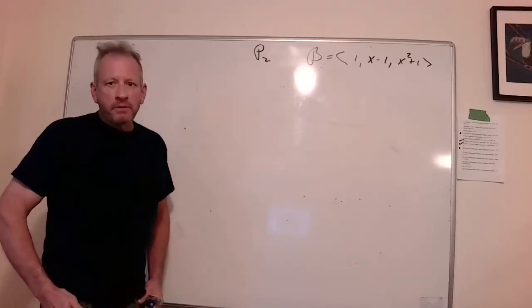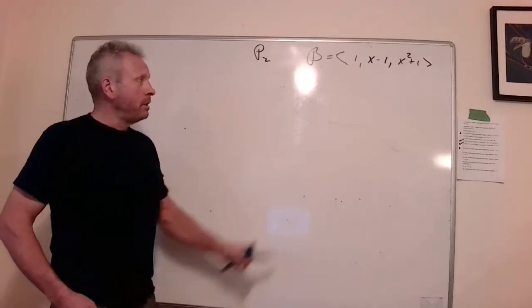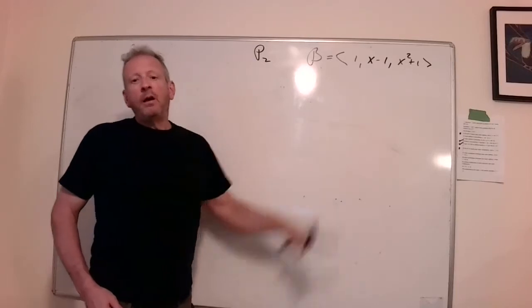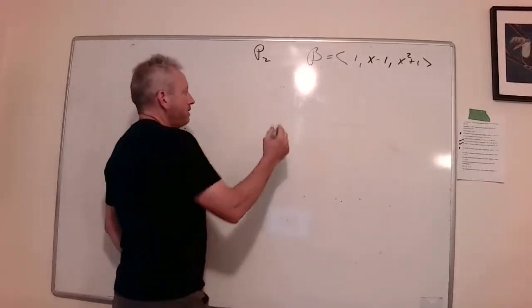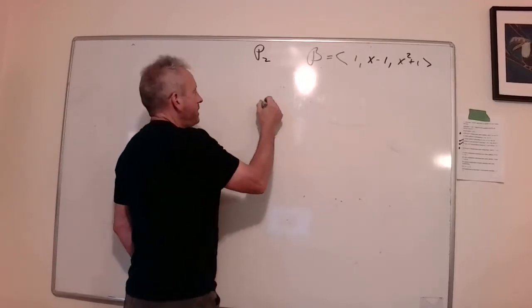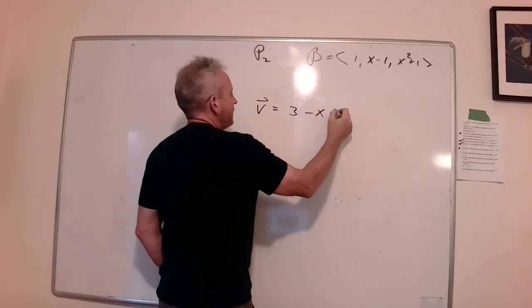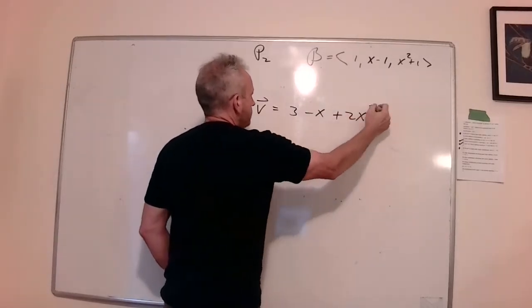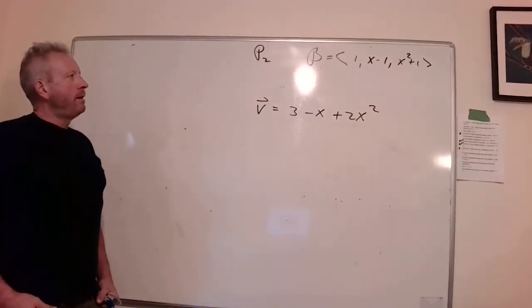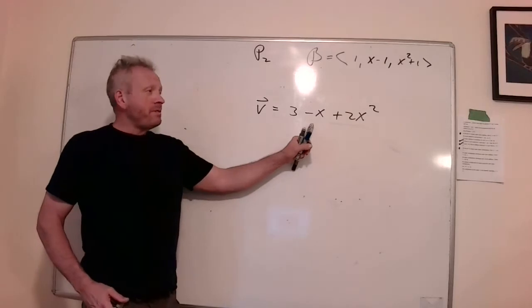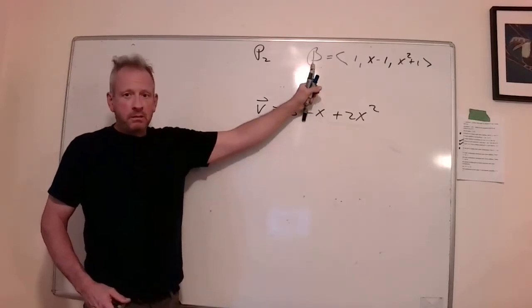You'd have to set up a system of equations and unknowns to make sure that you could actually write any second order polynomial as a linear combination of these three. But you'll see that you can. So more importantly, though, let's take a particular vector. Let's say that V is the vector 3 minus x plus 2x squared. And we want to find the representation of this vector with respect to this basis.